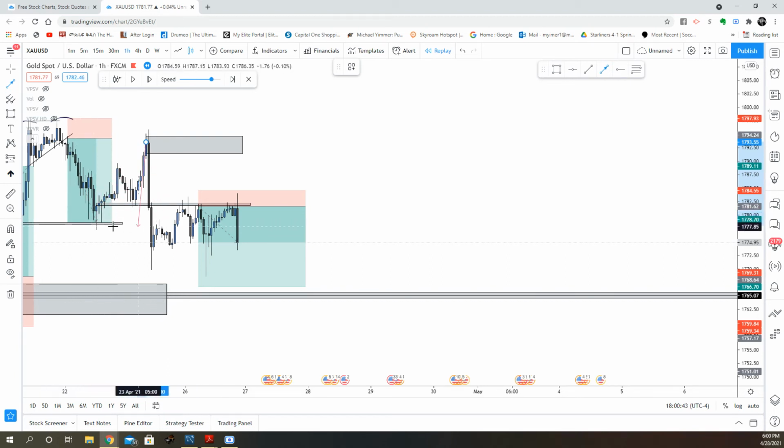It even broke this level with this second candle with a strong impulse move, and it came back for a retest to this level. This is gold, guys. This is how gold plays out. This a break, and it comes for a retest.